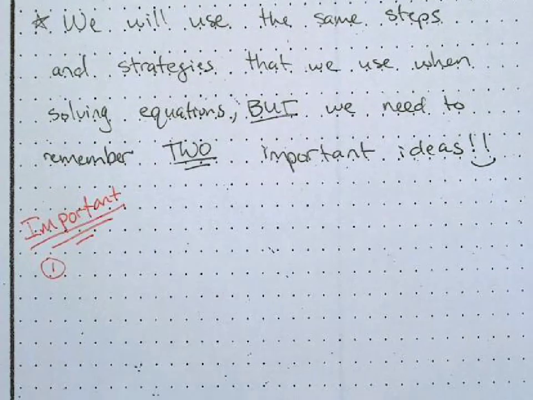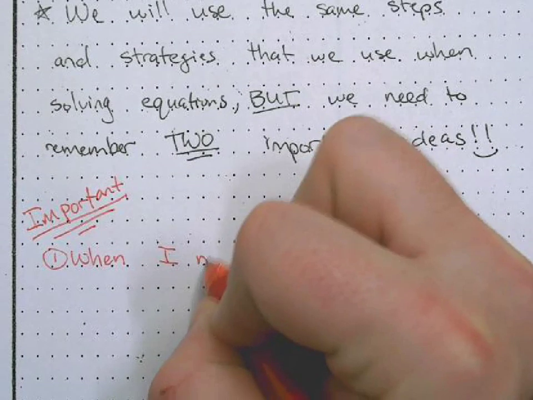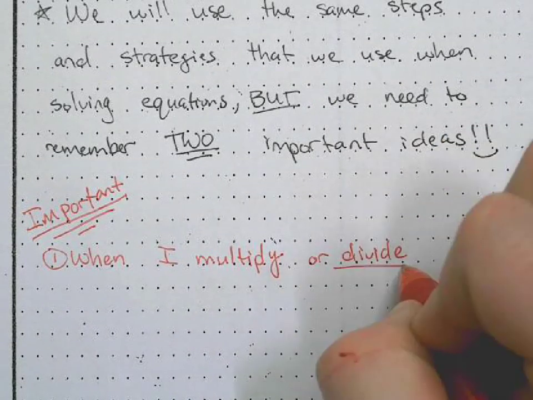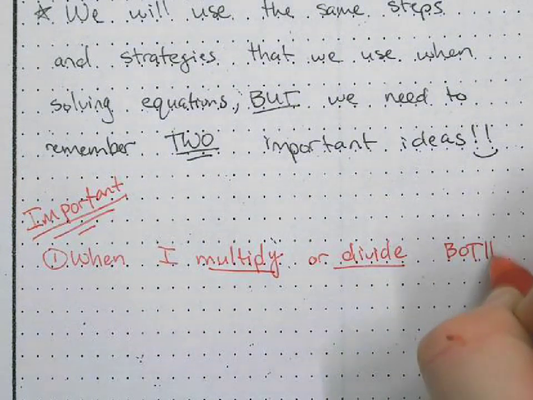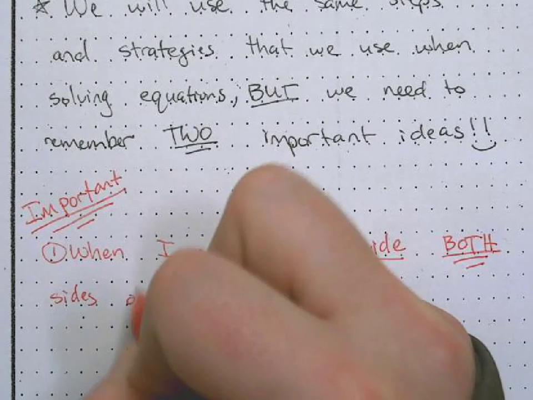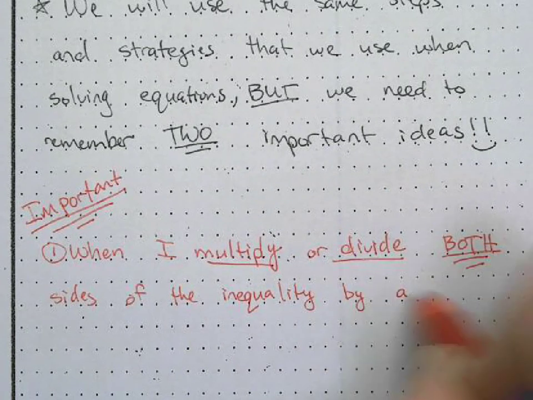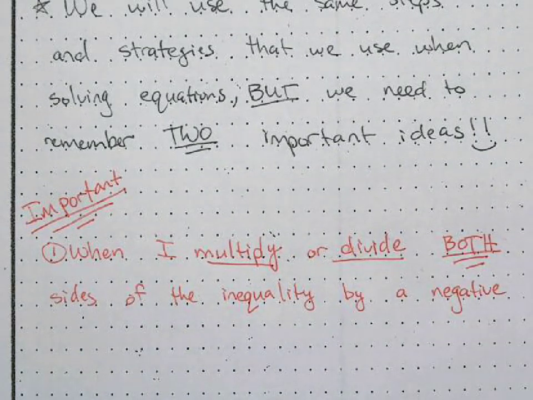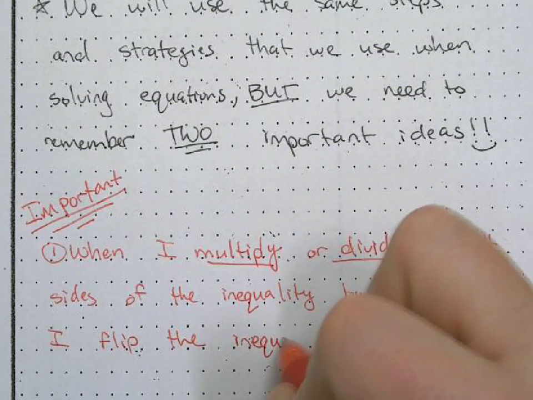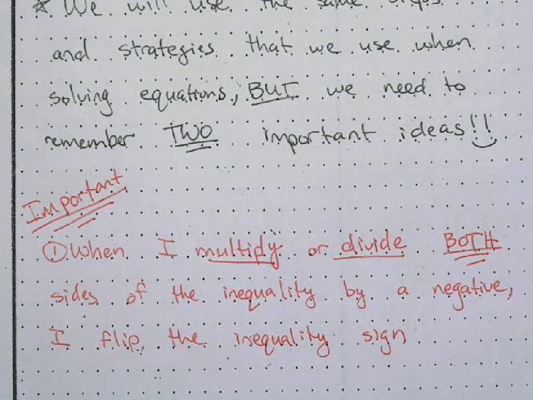Idea number one: when I multiply or divide both sides of the inequality by a negative, I flip the inequality sign. So greater than flips to less than, and less than flips to greater than.